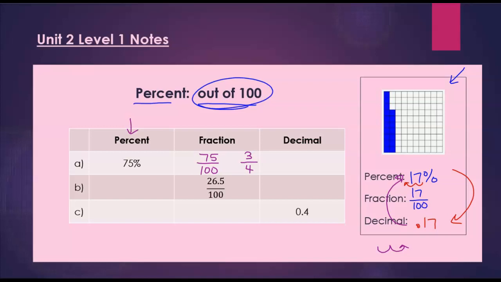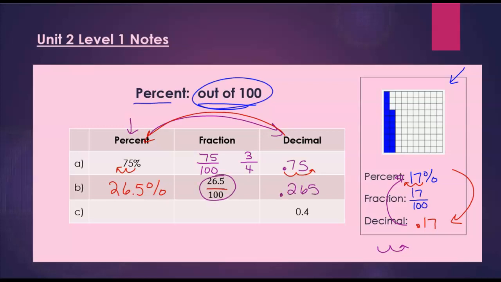And that decimal is 75 divided by 100, so 0.75. So going percent to decimal, I could have moved that decimal back 2 spots. And decimal to percent, I can always multiply by 100. All right. Next one, 26.5 out of 100. So that's 26.5%. You can divide this fraction out and we would get 0.265, or else we could have moved that decimal point back 2 spots, same as dividing by 100.